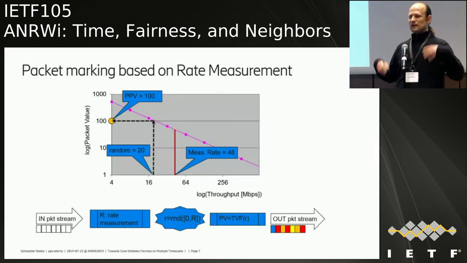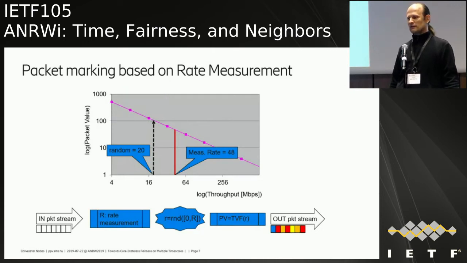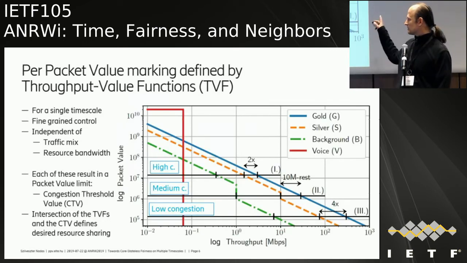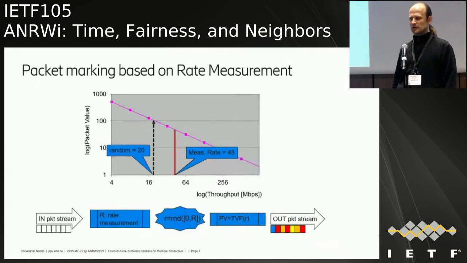And just by having that marking and maximizing the transmitted packet value in the core, we will realize the resource sharing targets. So there are other papers about how this happens, but it's important to understand this kind of thing for understanding this paper.